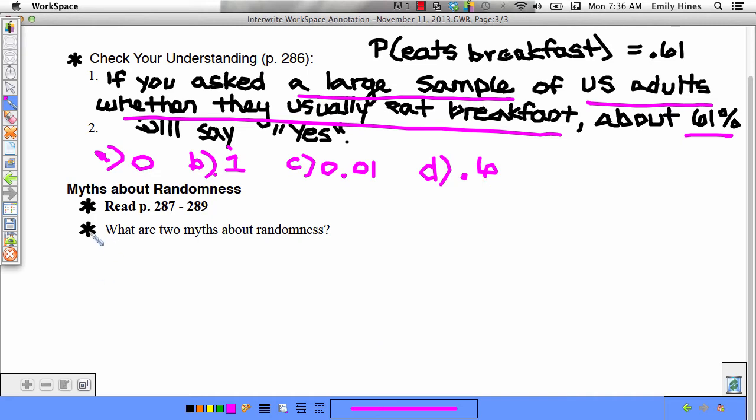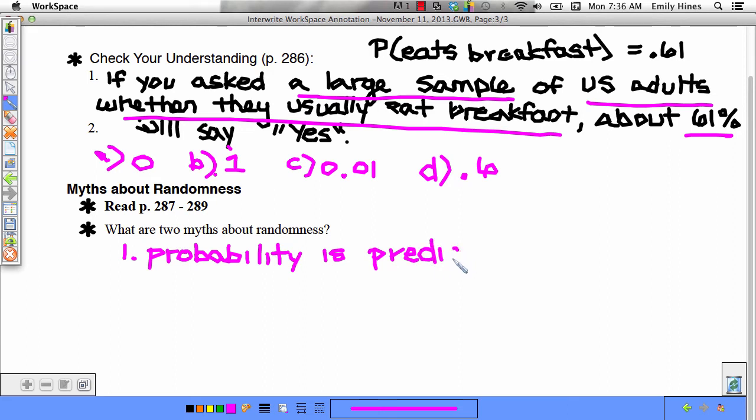Okay, in addition to probability, something that goes right along with that is the idea of randomness. Okay, there are 2 myths about randomness. Our 2 myths are, 1, that probability is predictable in a short run setting. That is a myth. Okay?